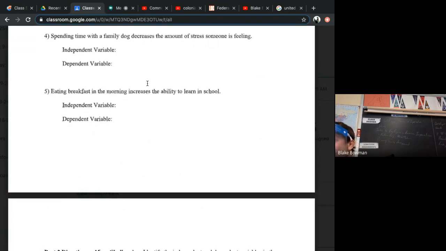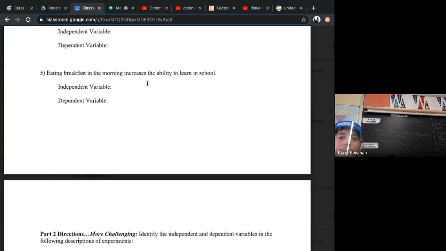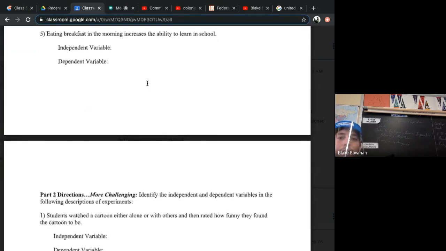For independent, I got the time spent with a family dog. Good. And then for dependent, I said the amount of stress you feel. Good job. So time spent with the dog, independent variable. Dependent variable, the measurable outcome, the amount of stress. Good. 5, eating breakfast in the morning increases the ability to learn in school.